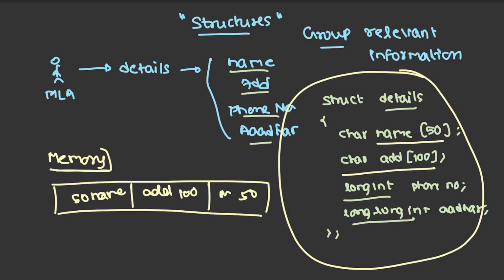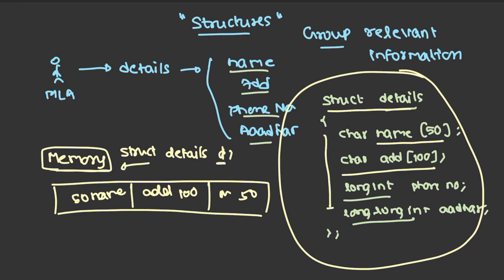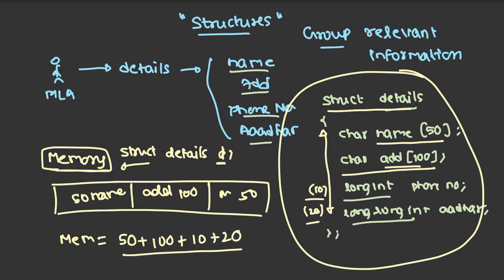This memory will be allocated when an object of the structure is created, and it can be created as follows. I write the name of the structure followed by, let's say, D. Now D is the object. Whenever the object has been declared, memory will be allocated and the memory will be equivalent to the total size of this. Let's say this is of 10 bytes and this is of 20 bytes just for representation purposes. Then the total memory: character name needs 50 characters, address needs 100 characters and this requires 10 and 20, for example. Then the total memory of 150, 160, 180 bytes will be allocated whenever an object is created for a structure.